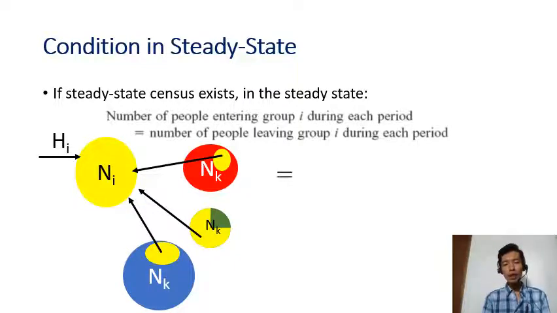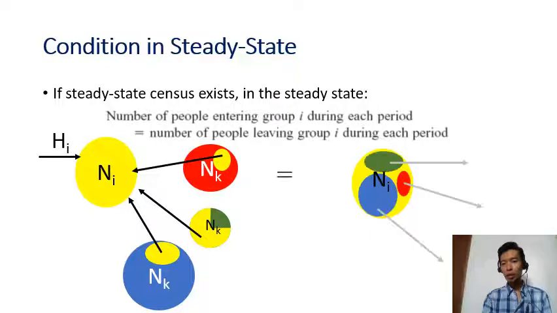To keep the number of members of the yellow group the same, we need to make sure that all those people who enter the yellow group are exactly the same in number as the people leaving the group. So some people leave the yellow group to go to the green, some go to the red, some go to the blue, and the number of those who enter must equal those who are leaving.